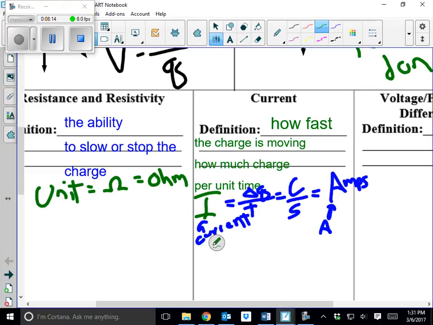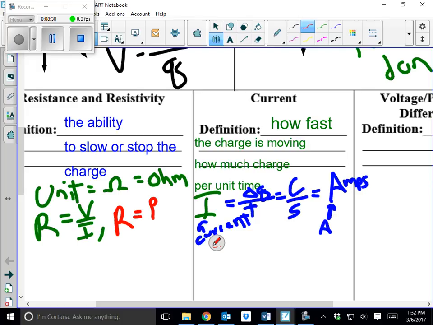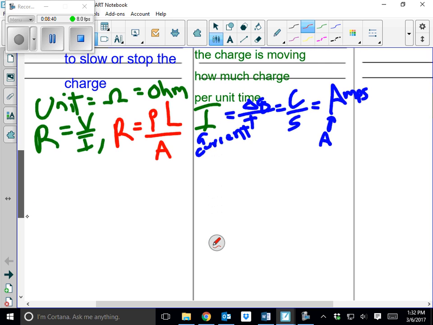Once again, we have two equations that deal with it. We can solve Ohm's law for resistance, and we just get voltage divided by current. Or if you look in your reference table, there's another equation where resistance equals a weird-looking P, which we call rho, multiplied by the length divided by the area. That's actually the resistance of an object, or resistance in a wire.